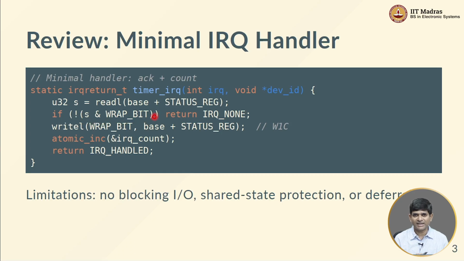Now it's possible that, either accidentally or due to some hardware issue or a software issue, an interrupt gets generated more than once. So it's always better that we check this, right? You check the status, you check whether the wrap bit is actually set. If it's not, then it's best to just return none and be done with it. But if it is set as we normally expect it to be, we clear it.